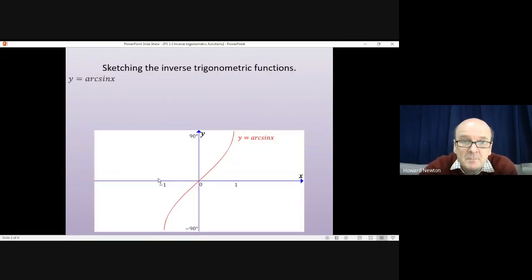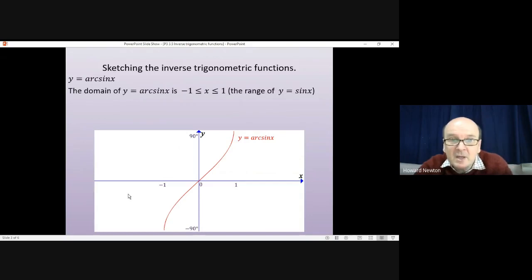Sketching the functions. So y equals arc sine x looks something like that. The domain of y equals arc sine x is usually given as minus 1 to plus 1, which is the range of y equals sine x. So the domain of a function is the range of the inverse function.